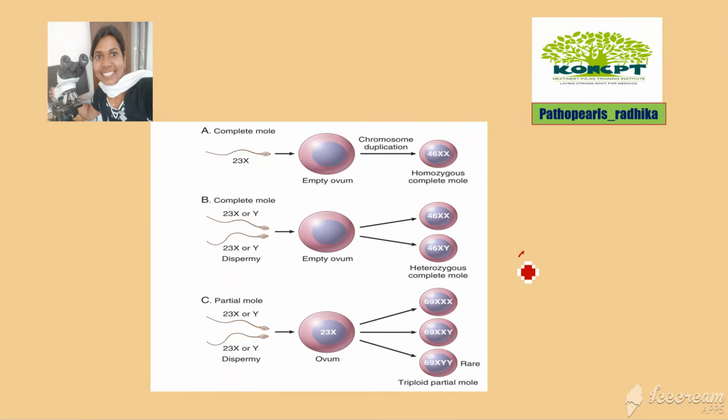When you take a complete mole, the associated risk of developing choriocarcinoma is 2.5% and there is a 15% chance of developing an invasive mole. But when you take a partial mole, there is very little chance that they may develop a choriocarcinoma, but they can go on to invasive mole. So you have to monitor the patient with beta HCG.